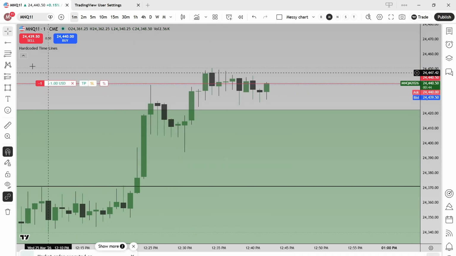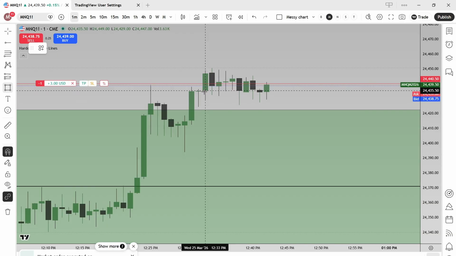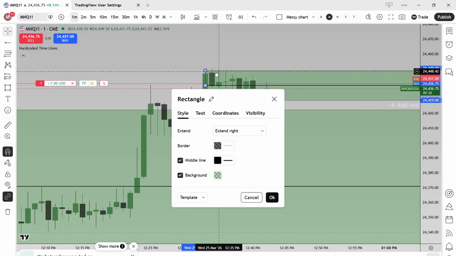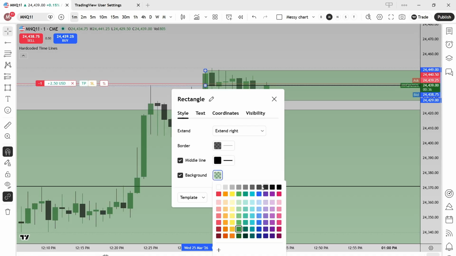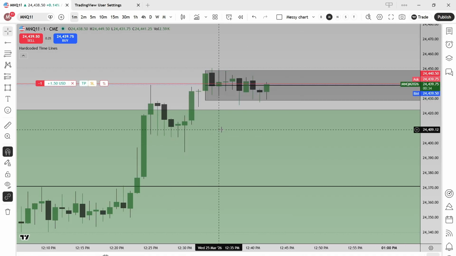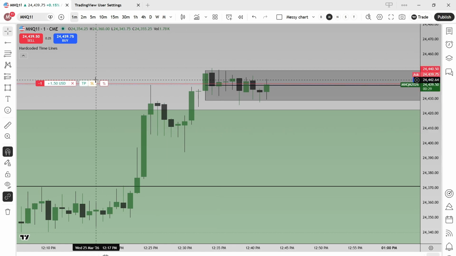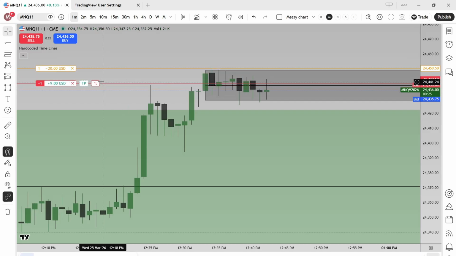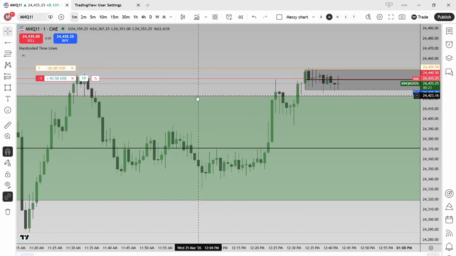It's on here because we took a liquidity sweep. Highest up close candle, breaker. I entered about the midpoint. Stop loss above here. I'm just trading one contract.